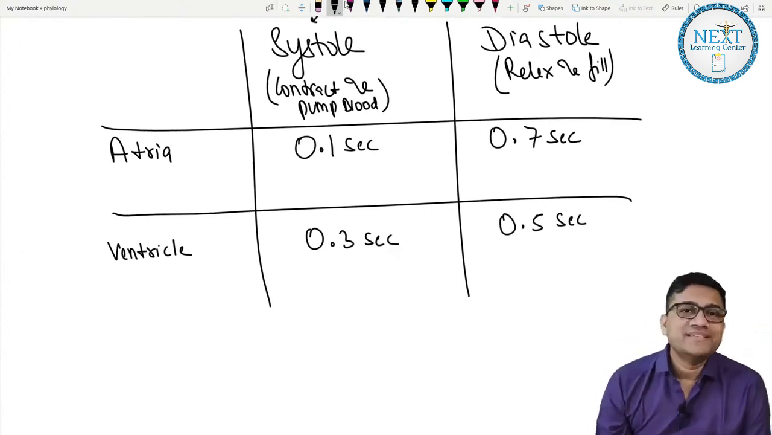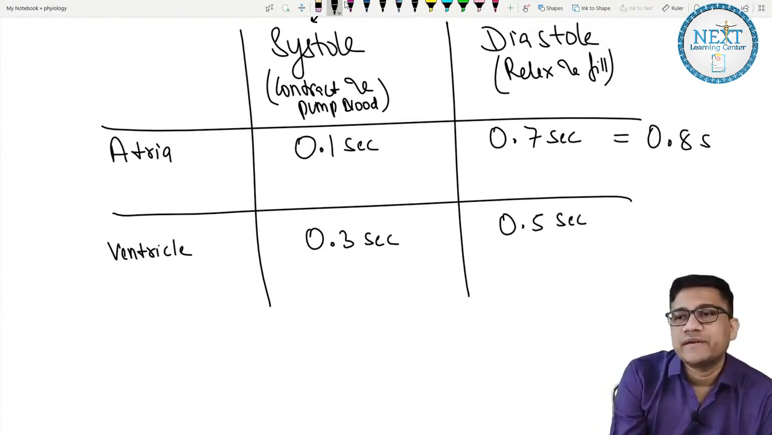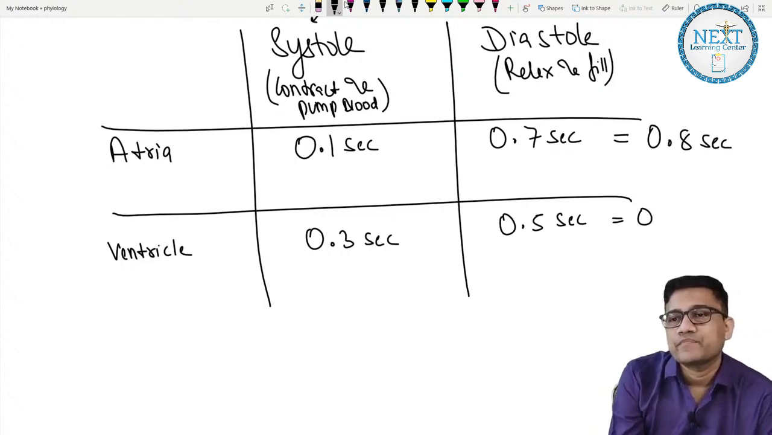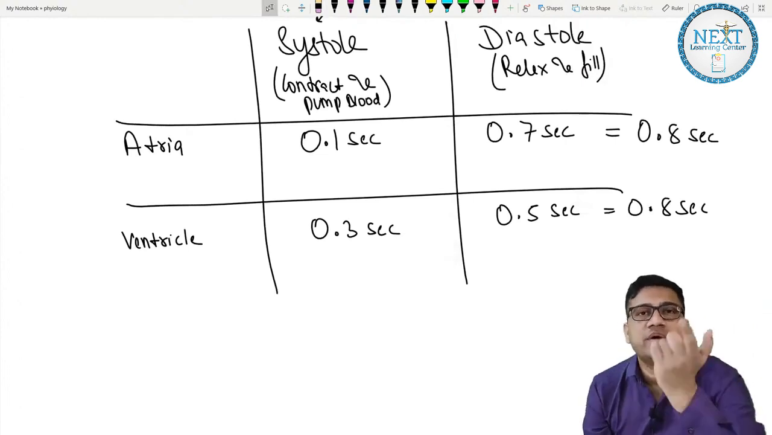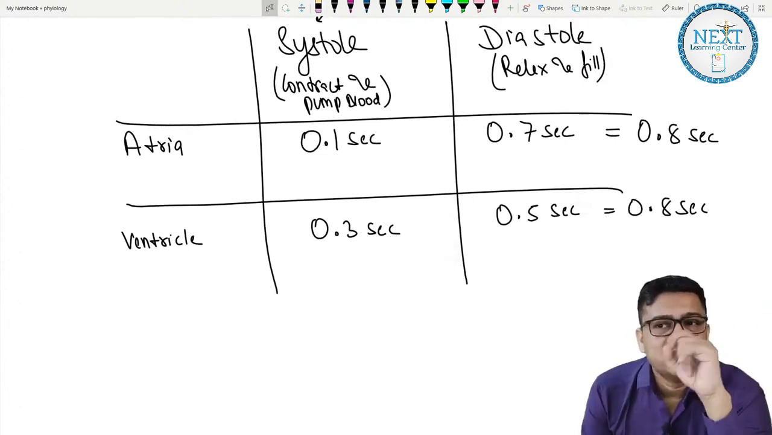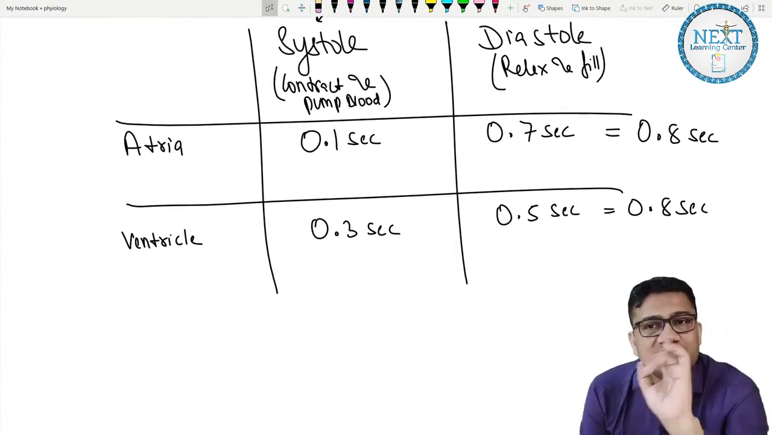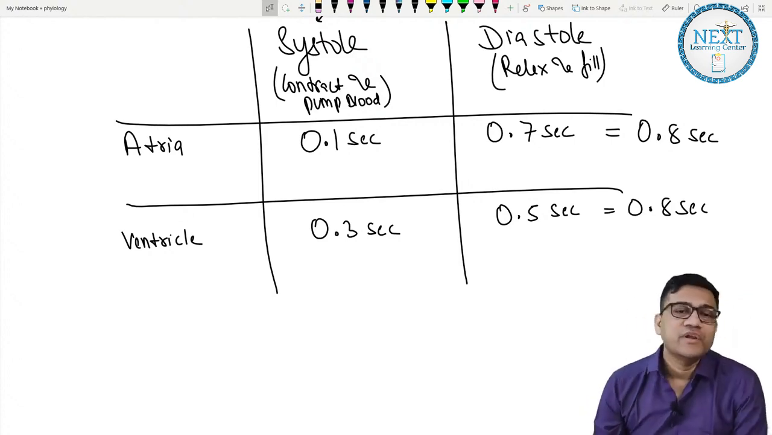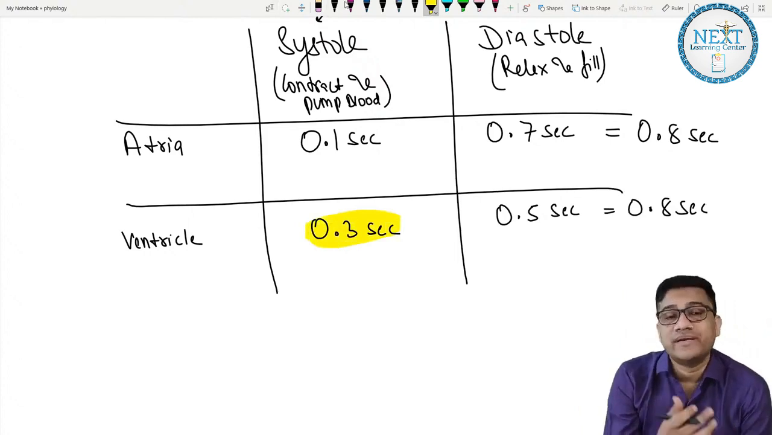Okay, so first, the total is always 0.8 second. So 0.8 is the normal duration of the cycle. Out of that, 0.1 is systole in atria, 0.7 is diastole in atria, 0.3 is systole in ventricle. So ventricles take more time. Why? Because they have to pump blood to the entire body.